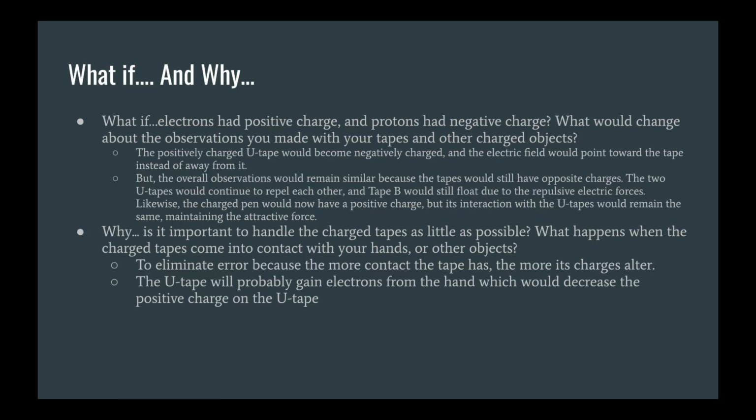To answer the what if questions, the positively charged U tape would become negatively charged and the electric field would point towards the tape instead of away from it, but the overall observations would remain similar because the tapes would still have opposite charges. And why is it important to handle the charged tapes as little as possible? This is to eliminate error because the more contact the tape has, the more its charge alters, and the U tape will probably gain electrons from your hand, which will decrease its positive charge.